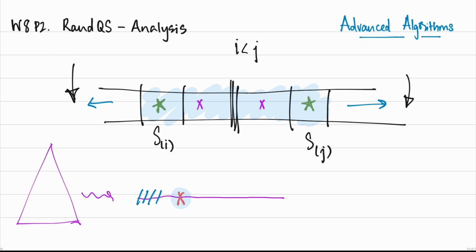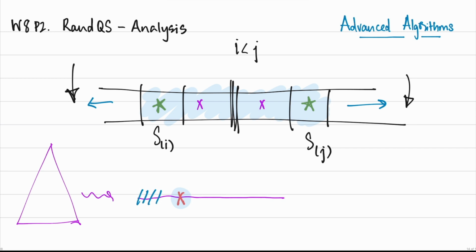So the event of interest, really, Pij, boils down to what is the chance that the first chosen element from the blue range is one of Si or Sj. But notice that since we are always picking pivots uniformly at random, any one of these blue elements in the range has an equal chance of making it as the first element in this permutation, in this run of quicksort.